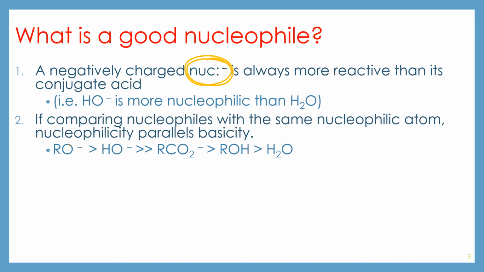In this case, the nucleophilic atom is the oxygen. And then looking at this carboxylate here, a carboxylate is less basic than hydroxide, so it's also not as good of a nucleophile as hydroxide. And then you have two neutral molecules here, which are de facto the weaker nucleophiles compared to our negatively charged species.